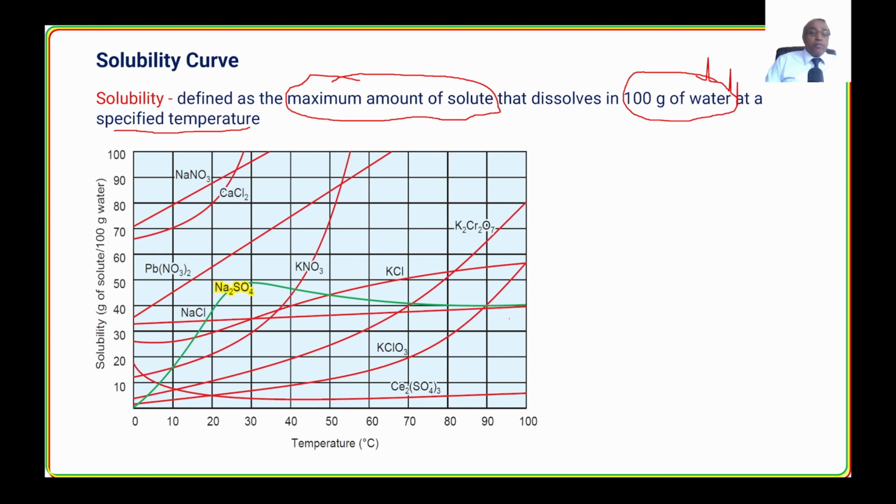This is directly taken from your textbook. As you can see, the x-axis is temperature, the y-axis is solubility, gram of solid per 100 gram of water. So how do you interpret this graph? Let's read this one, say for instance, sodium nitrate. This is almost close to 80. Let's say 79, say for instance. The solubility of sodium nitrate at 10 degrees Celsius is 79 gram per 100 gram of water. That's how you read this graph.